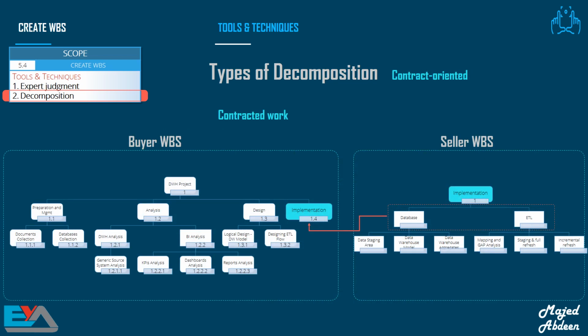This is a contract-oriented form of WBS. Imagine you are a project manager for any project, and you are subcontracting out of work for the implementation. You will include the implementation in your WBS. The seller will then develop their own WBS for implementation. However, you will include the major deliverables for implementation in your WBS. The seller's major deliverables must match those in your WBS.